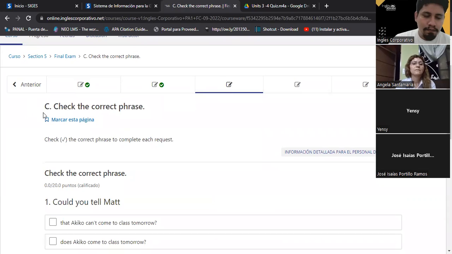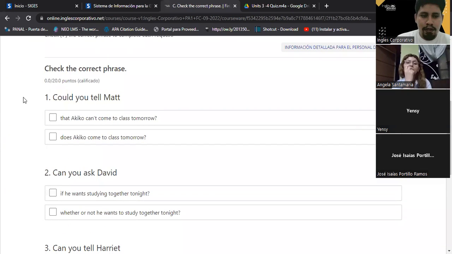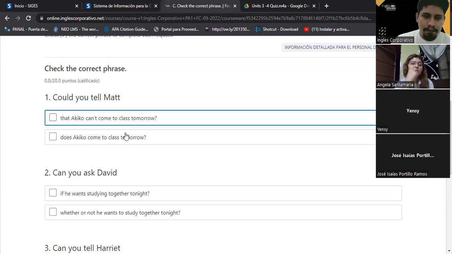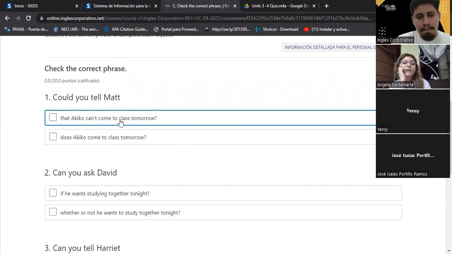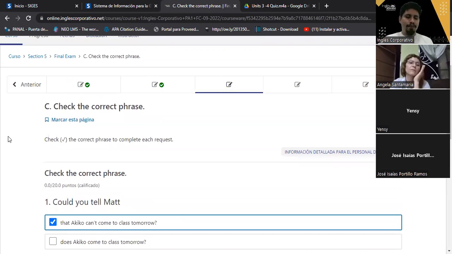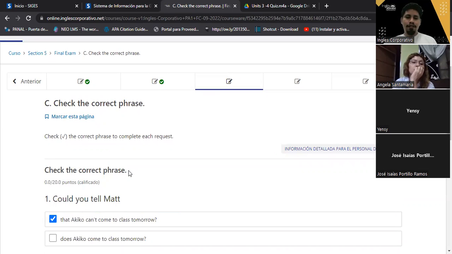That's going to be section C. And here we have the end of this exercise, and it says check the correct phrase. The instruction that we have here is check the correct phrase to complete each request. There we have the first sentence that says, could you tell Matt that Akiko can't come to class tomorrow, or does Akiko come to class tomorrow? What do you think? That Akiko can come to class tomorrow. Okay, very good. So we're going to stop there with sentence number one. And I want to ask you this: do you remember this topic?